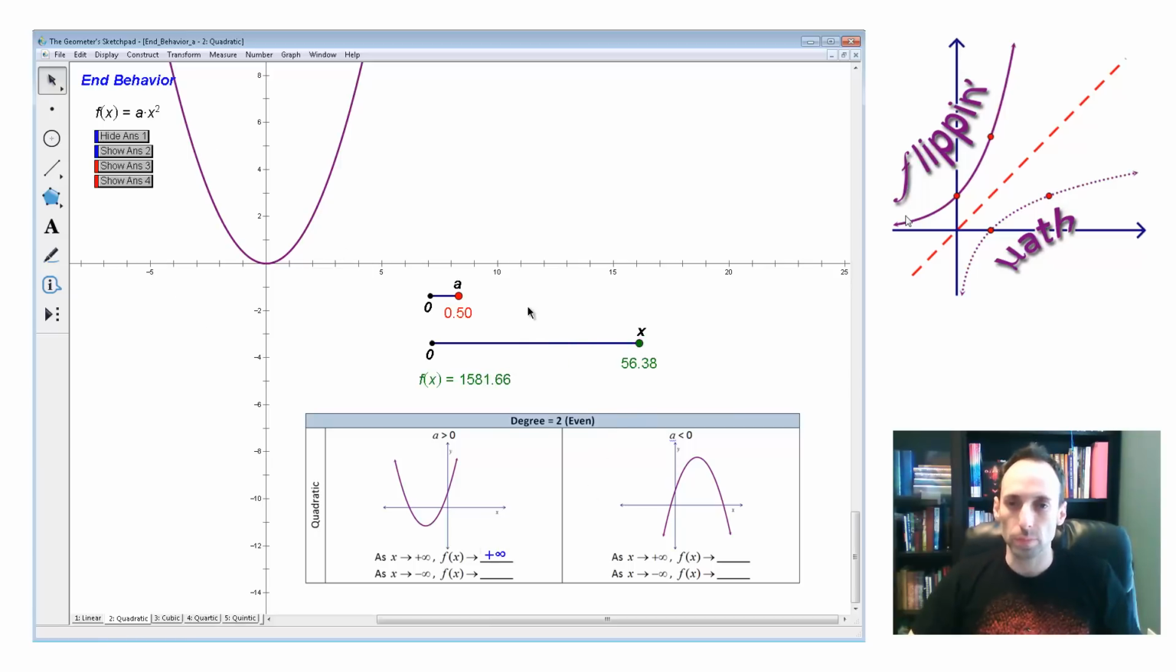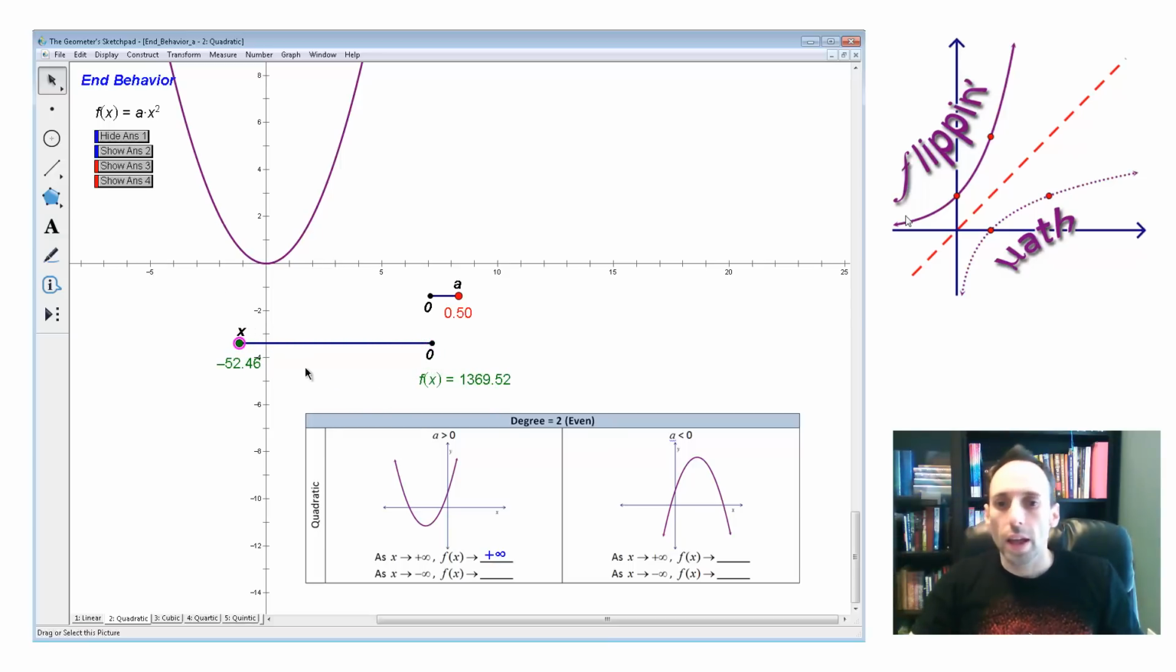Bam! As x is getting smaller and smaller, watch for a green dot to zoom through here. It's going to come up here. There it goes. Look, this is also going up to positive infinity. As x approaches negative infinity, f of x is going to positive infinity. So both ends are going upwards. Let me zoom it back over here.